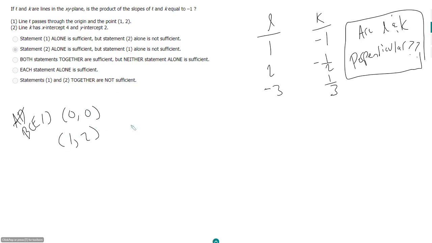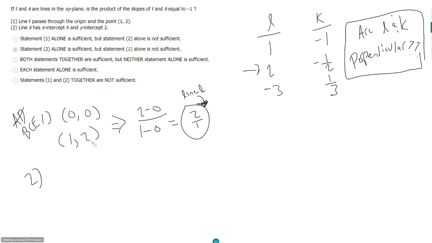And therefore our slope here should just be rise over run. 2 minus 0 over 1 minus 0 is equal to 2. And this is line L, right? So that's not sufficient. Once we know this, though, we would have to know, is the slope of line K equal to -1/2? So that would actually be this scenario right there.